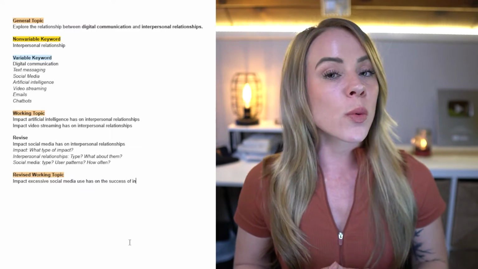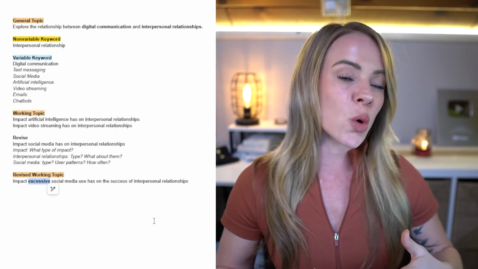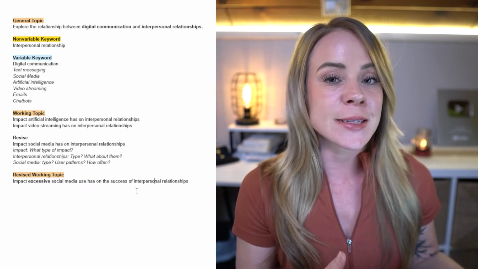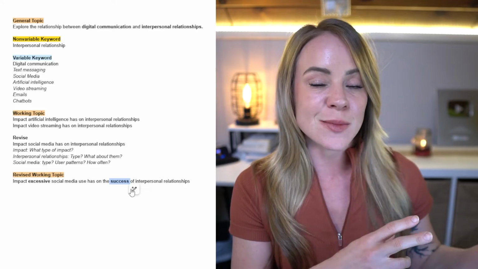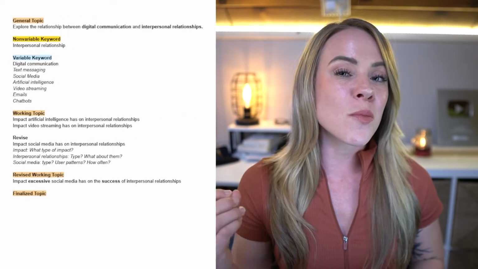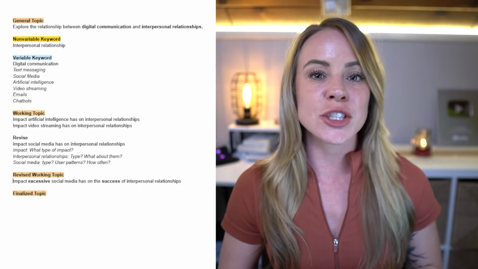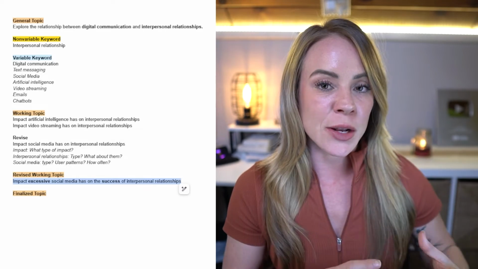So as you can see, what we've clarified is that we want to research excessive social media use. So people who are highly dependent on it, may be addicted to it. And also by impact, we're clarifying that we want to explore the impact it has on the success of interpersonal relationships. This is potentially a good topic. So what you're going to do now is take this and move on to the final step where you're going to finalize it. The way you do this is you want to check one more time through preliminary research to ensure that most of the results are returning articles that are in line with your topic.